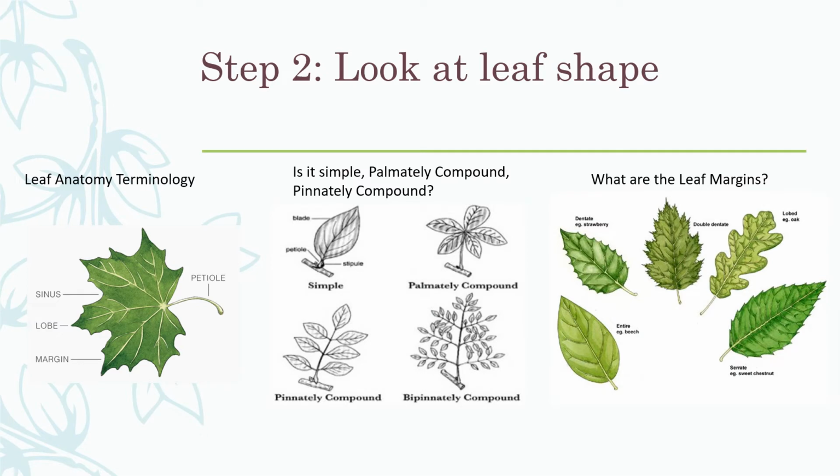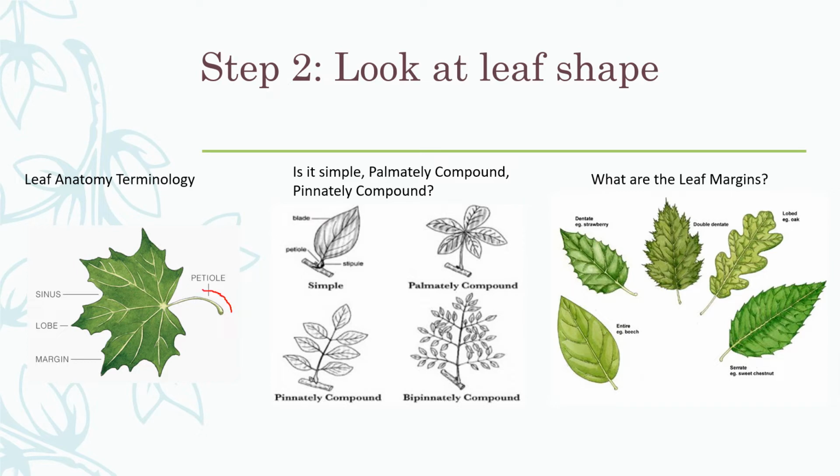All right, so we now know that step 1 is figuring out the branching pattern of the tree. Is it opposite or is it alternate? Well, step 2 is to look at the leaf shape. First thing you need to really know is the leaf anatomy terminology. So we've got a leaf here on the far left.